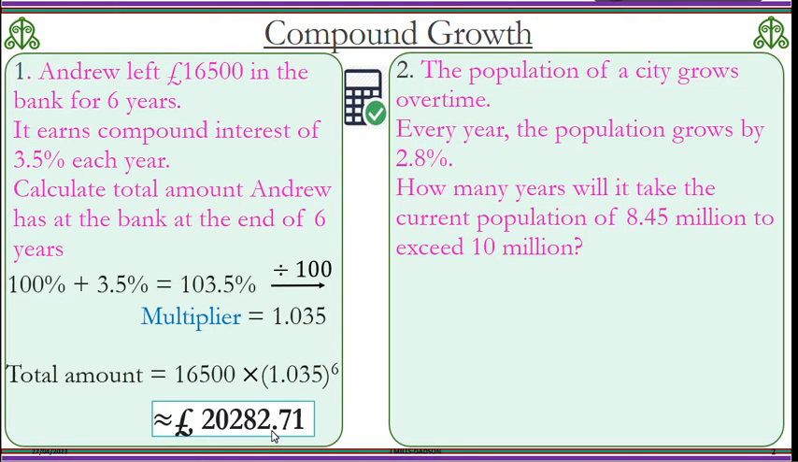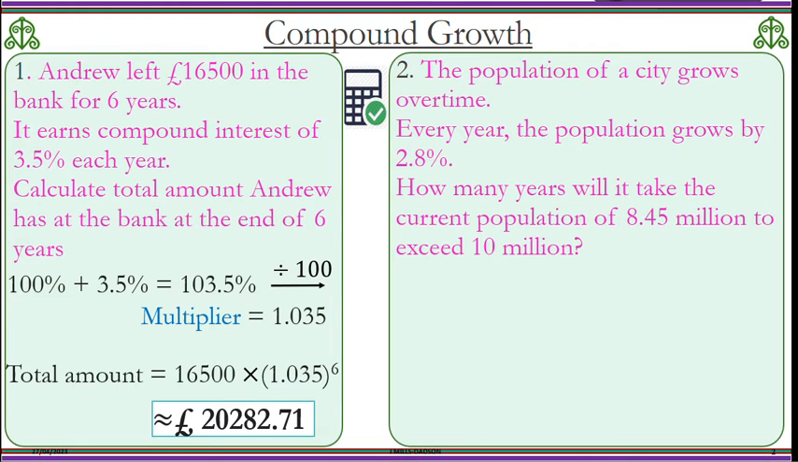Sometimes the question might ask you, work out the interest that accrues to Andrew at the end of 6 years. It's exactly what you just worked out minus what you invested. So the difference here will give you the interest. So if we are asked to work out the interest, it's the same working out, just take the original amount from the new amount.